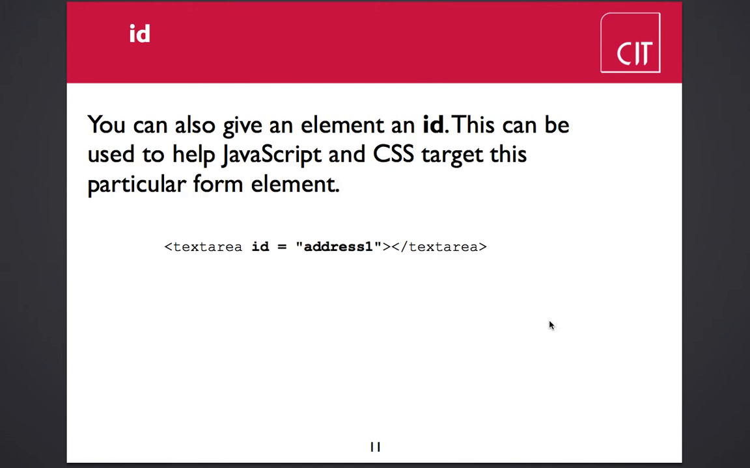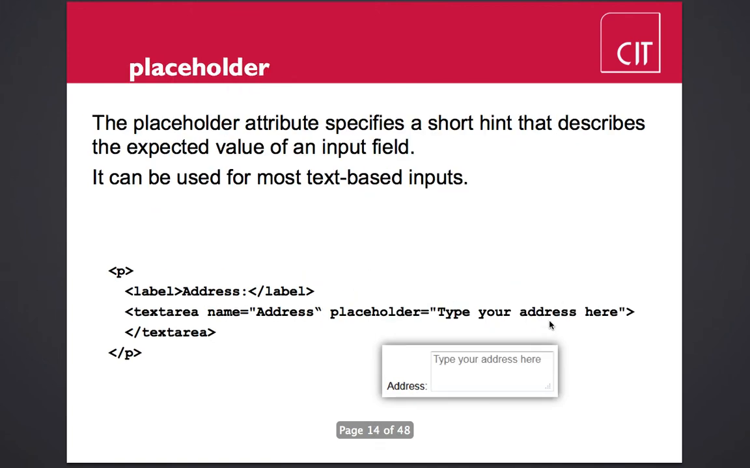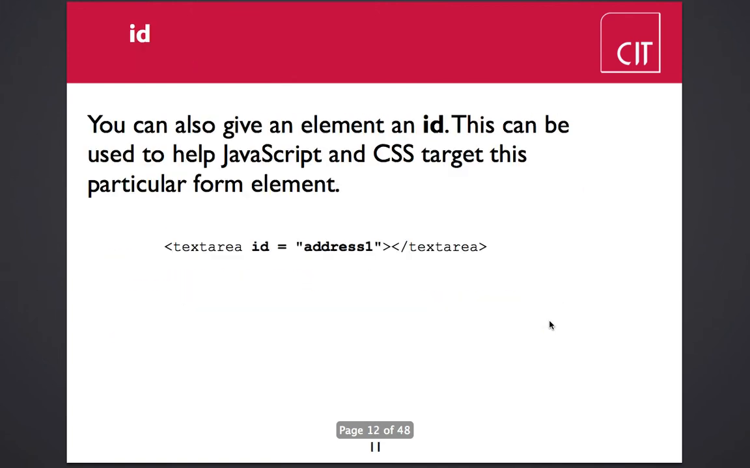Now, an element can also have an ID. So we have a name and an ID. Usually we use IDs when we're doing things in JavaScript and in CSS. So you might see some of those later in the module. The only reason we want to put an ID in our form is, I'll show you that later, to do with connecting the label to the input. Okay?